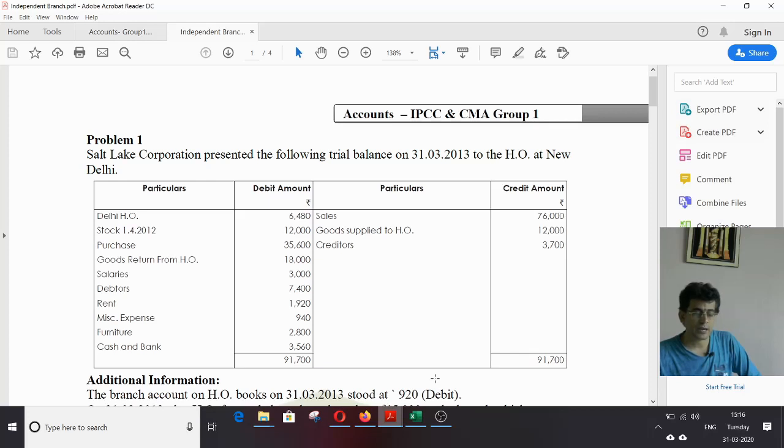Rent is 1,920. Miscellaneous expenses 940. Furniture, a fixed asset, which is nothing but 2,800. Cash at bank 3,560. Sales is given, goods supplied to head office is given, creditors is given. That is the trial balance. So now let us see what is asked. Based upon this we'll try to discuss.